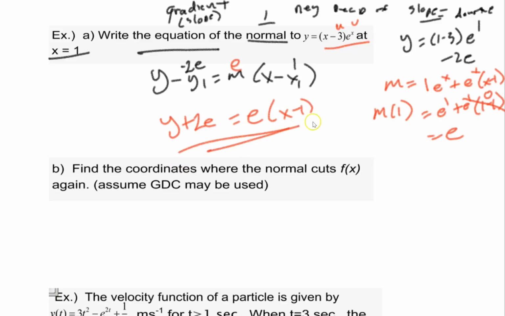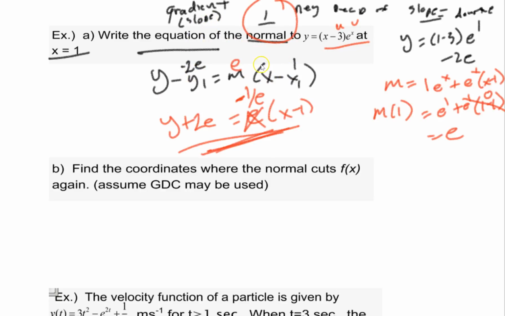Right, so again, equation of a gradient or of a normal. I'm actually a little wrong. This is the equation of the gradient. The normal is perpendicular. I didn't do that. I gotta flip it and change the sign. Negative 1 over e. That was embarrassing.